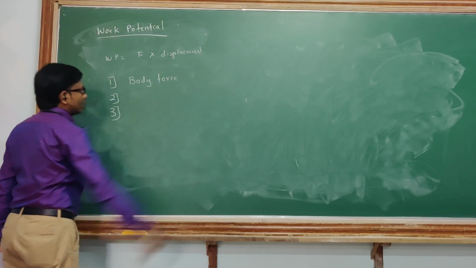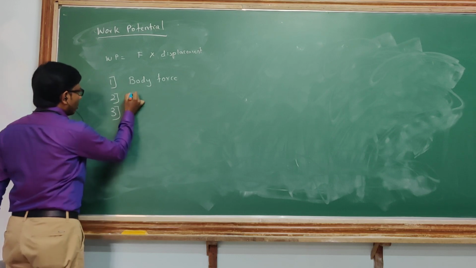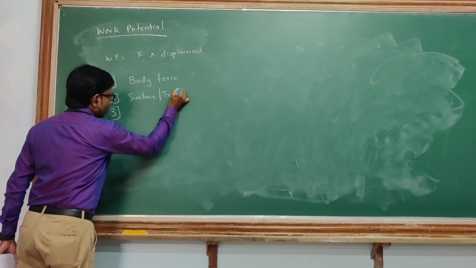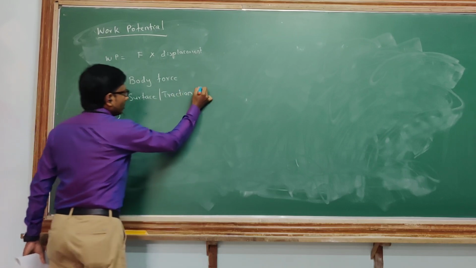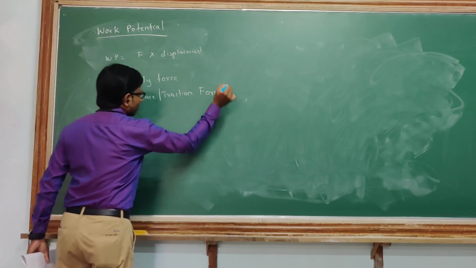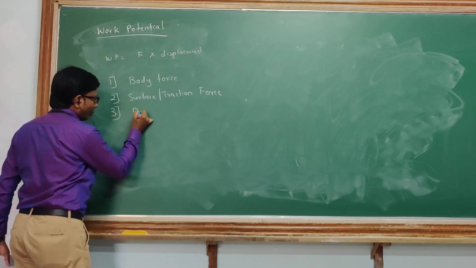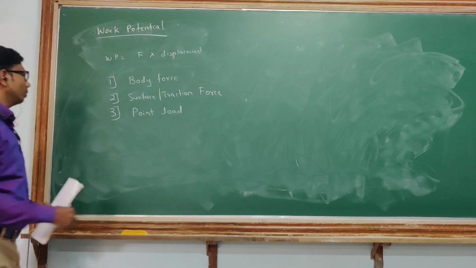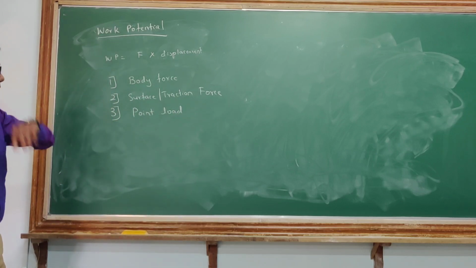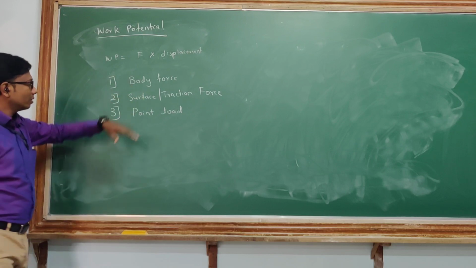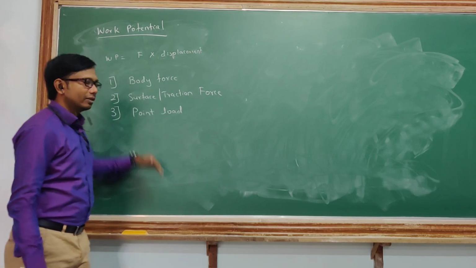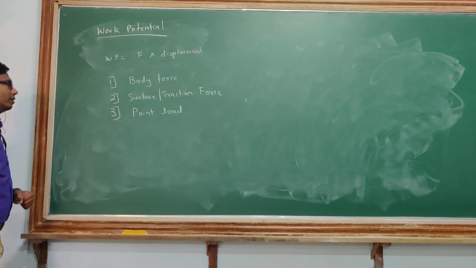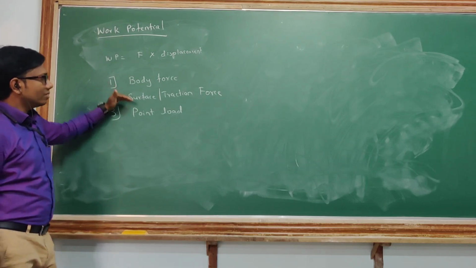One force is called the body force. Second is called the surface or traction force. Third is called a point load. So in nature we have three types of forces: first is the body force, second the surface or traction force, then the point load. What we need to understand here is what these three different forces are.